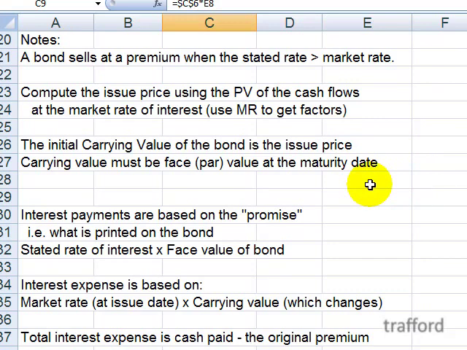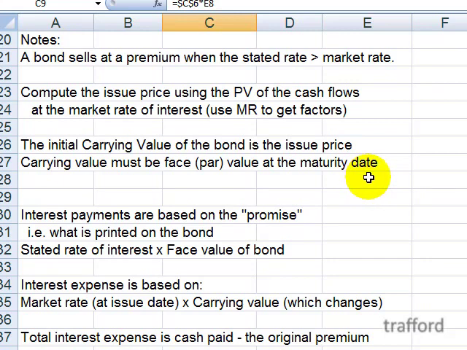In the case of a bond issued at a premium, the issue price is going to be higher than face, and the carrying value will have to drop over time such that it will be the face value by the maturity date. So it's going to be the opposite pattern that we saw when bonds were issued at a discount. Same rule, just the opposite pattern.